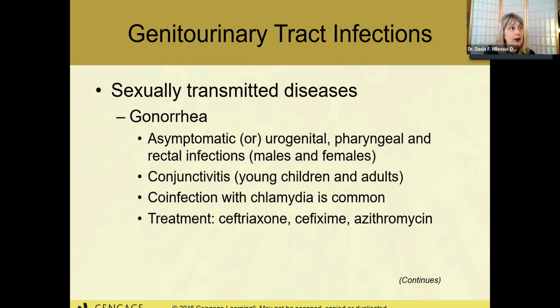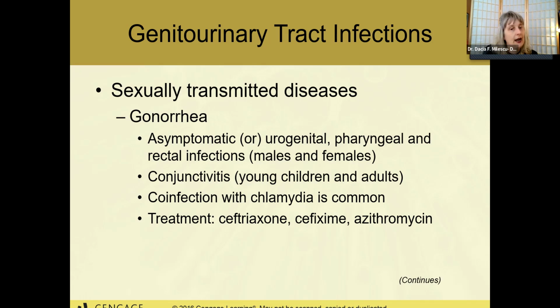Now, asymptomatic is what is common, unfortunately. And these are the super spreaders. If they're not practicing safe sex and they like to have sex, they're spreading gonorrhea. So asymptomatic, and it's in the urogenital area. It can also be pharyngeal in the back of the throat, and it could also be rectal if there's anal sex involved. So males and females, doesn't matter.